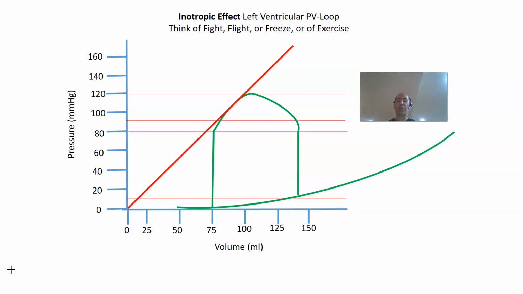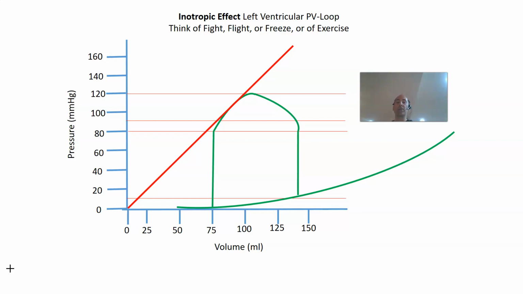Let's define an inotrope. An inotrope is a substance which either increases or decreases the energy usage or the contractility of the heart. And the contractility of the heart is the derivative, the slope of the amount of force produced over time. So you're going to produce more force over less time. There are positive and negative inotropes. Positive inotropes increase force production, contractility.